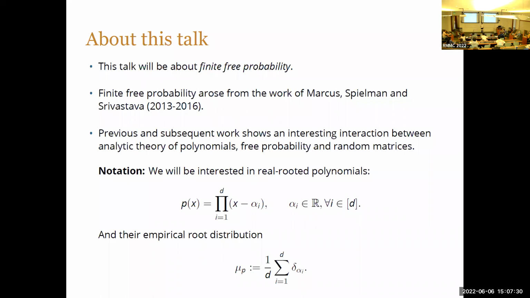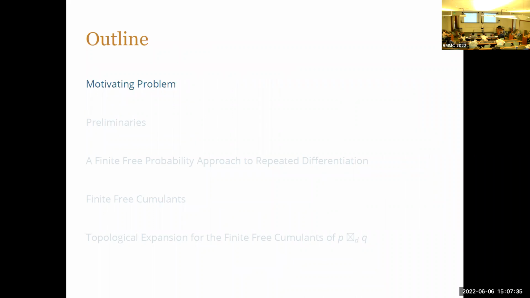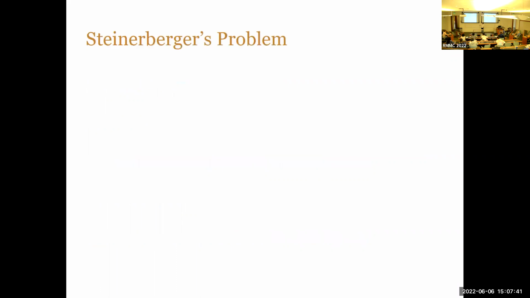Okay, so let's begin this talk with a motivating problem, and please feel free to interrupt at any point if you have questions. So this is a question by Steinerberger, and it's purely in terms of polynomials. So a priori it has nothing to do with free probability. So this is the setup.